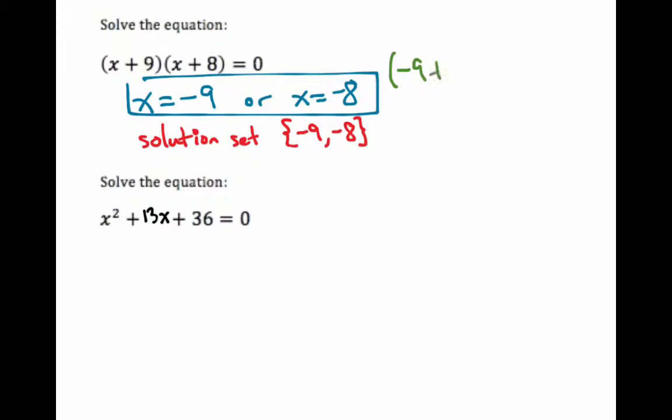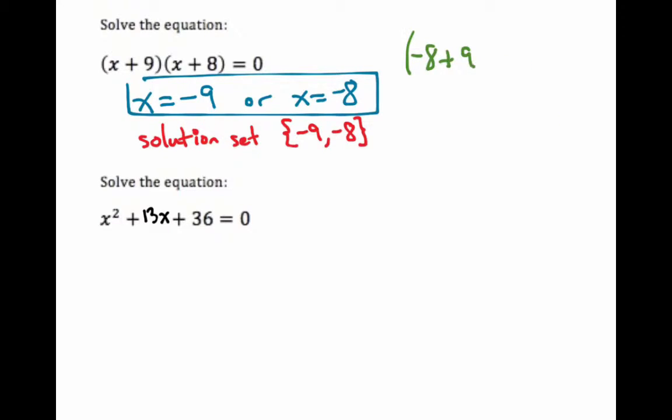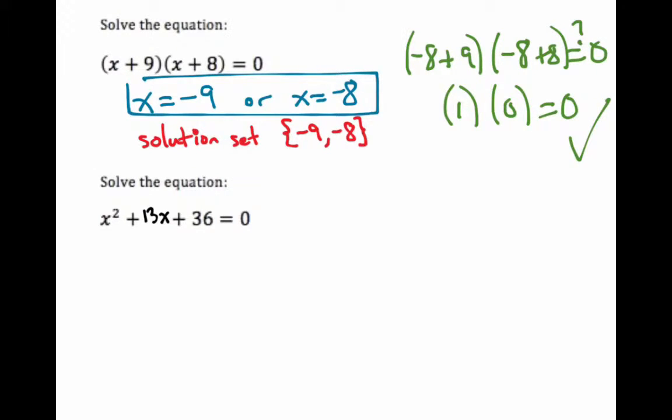I should plug -9 into my equation here to get this. Does that equal 0? Sure enough, 0 times -1 does equal 0, so my first solution checks out. I'm going to plug in -8 also, to see if that works, and sure enough, 1 times 0 equals 0, so both of those solutions work.